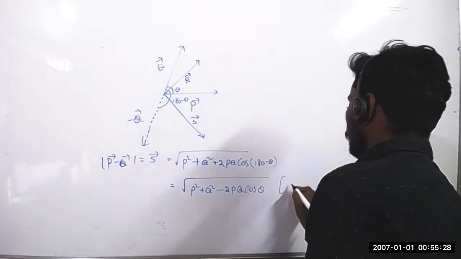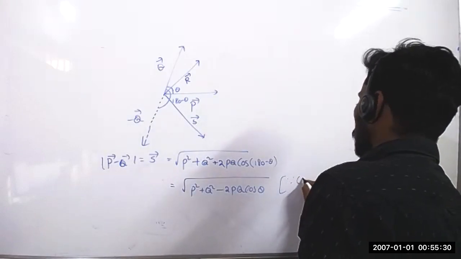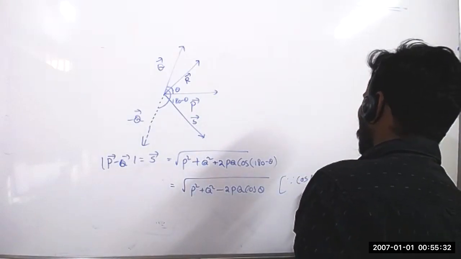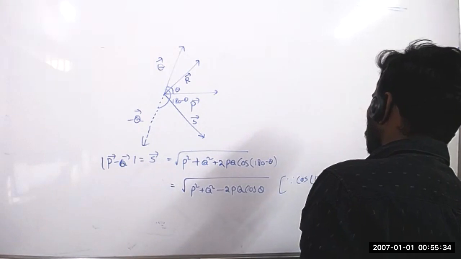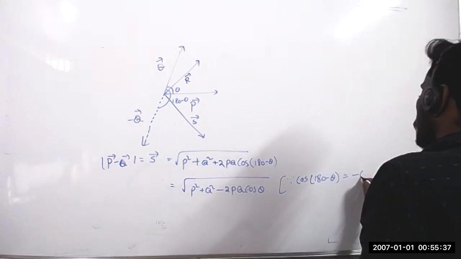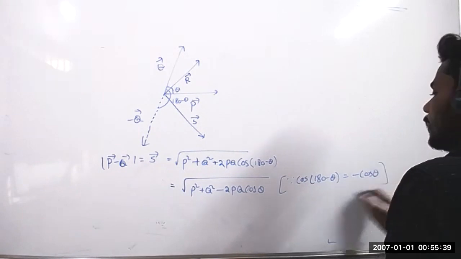Since cos 180 minus theta is equal to minus cos theta. Understand clearly?